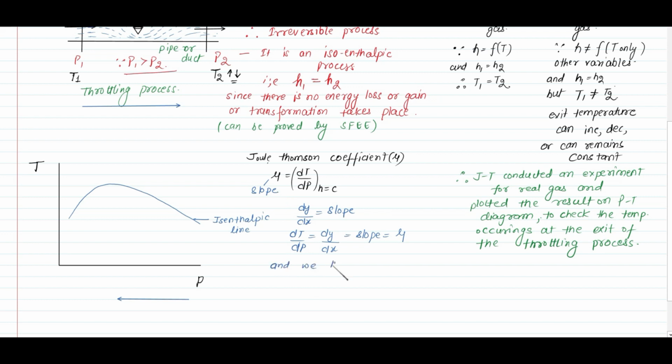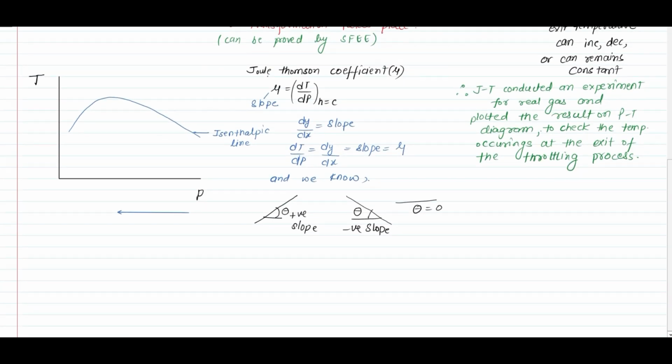And we also know that this line in the diagram represents a positive slope, this line in the diagram represents a negative slope, and this horizontal straight line represents a zero slope.